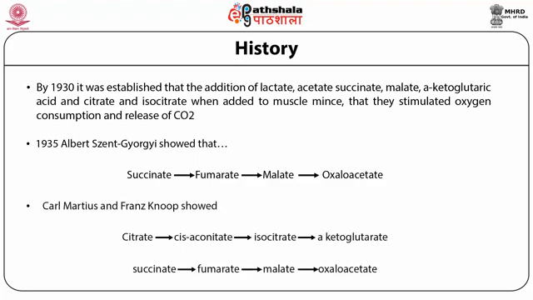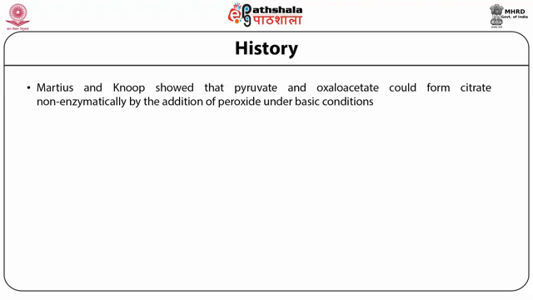Carl Martius and Franz Knoop explained the conversion of citrate to cis-aconitate, cis-aconitate to isocitrate, isocitrate to alpha-ketoglutarate, alpha-ketoglutarate to succinate, succinate to fumarate, fumarate to malate, and malate to oxaloacetate. Martius and Knoop showed that pyruvate and oxaloacetate could form citrate non-enzymatically by the addition of peroxide under basic conditions.